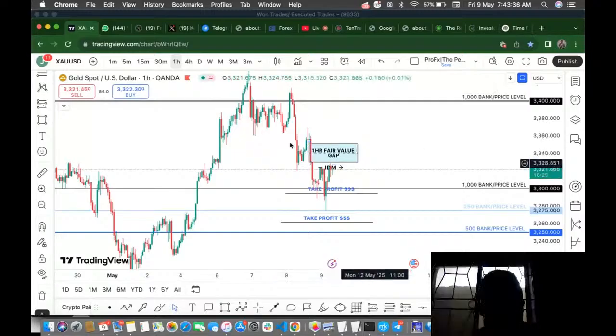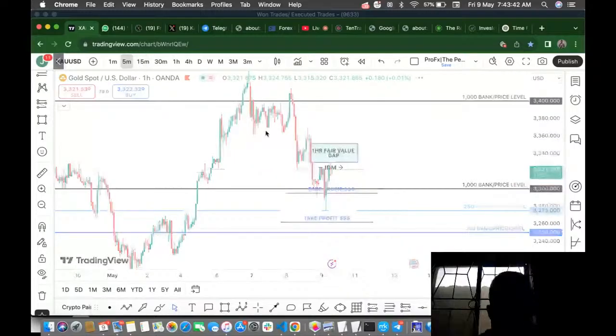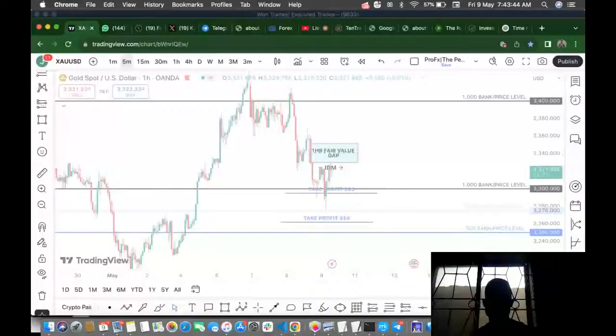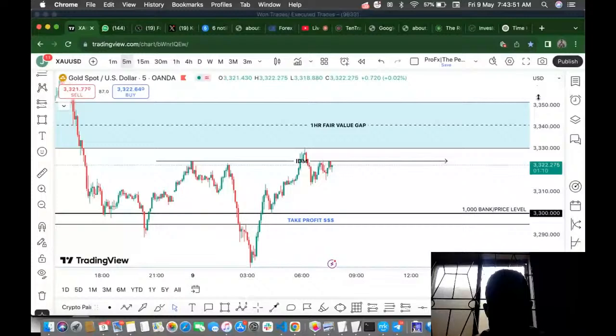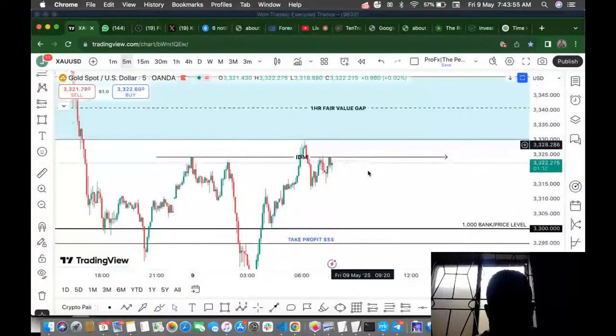The gold is clear, type in clear. So I will drop down to my 5 minutes. On the 5 minutes, I will be waiting for my confirmation entry, my inducement, my manipulation candle, my break of structure, all of that. So I wait for it there.